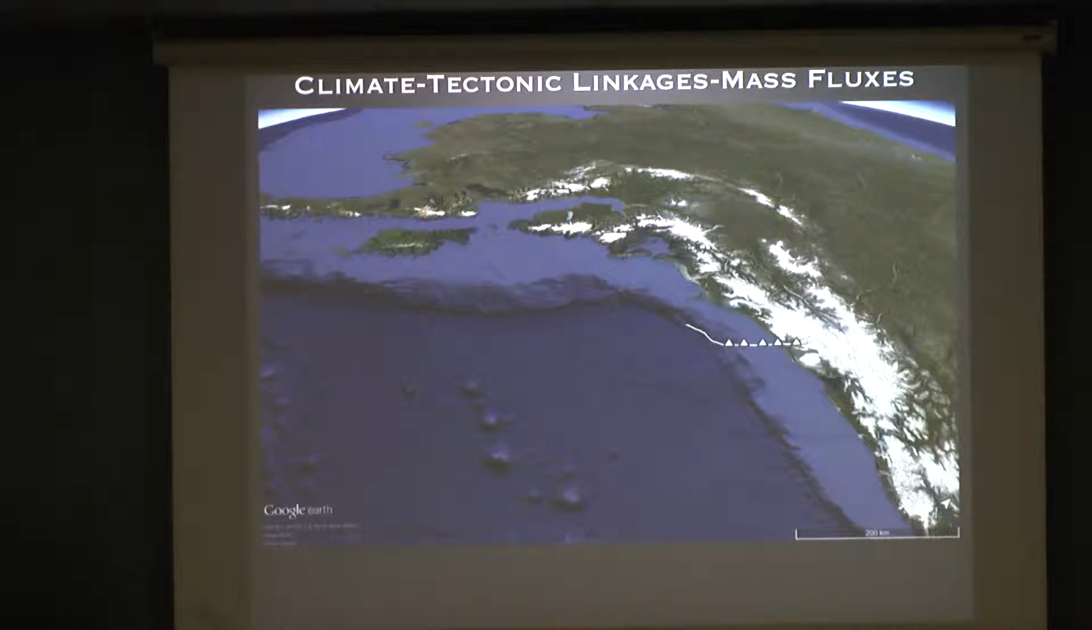The study area, looking to the west. Here's the Aleutian Trench. Here's the Surveyor fan. Here's our mountain range. The way you do this is pretty simple. It's conservation of mass. You just have to fill out all your boxes.